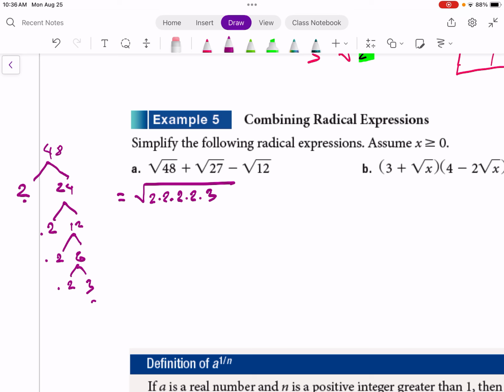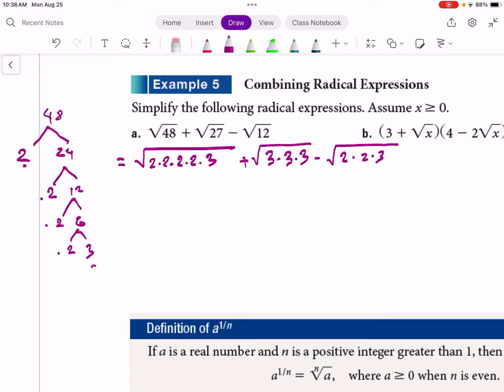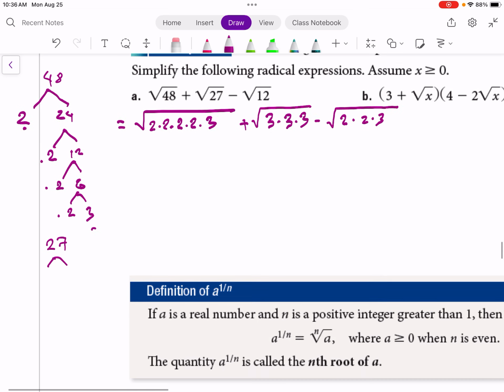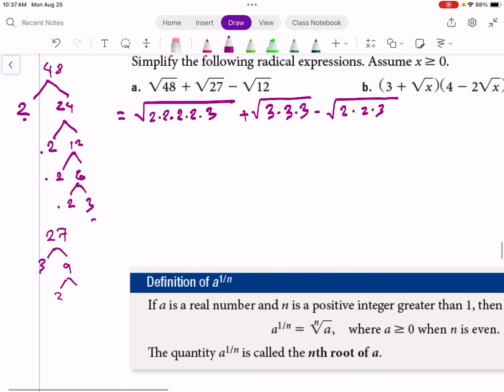Let's do the same thing for 27. And 27 is 3 times 3 times 3, right? Now, how can we rewrite 12 as a product of prime factors? 2 times 2 times 3, right? So for 27, 3 is the smallest, so 3 times 9, and 9 is 3 times 3. And if you have a different way of finding the prime factors, you can still use that. It's not that you have to use this one.